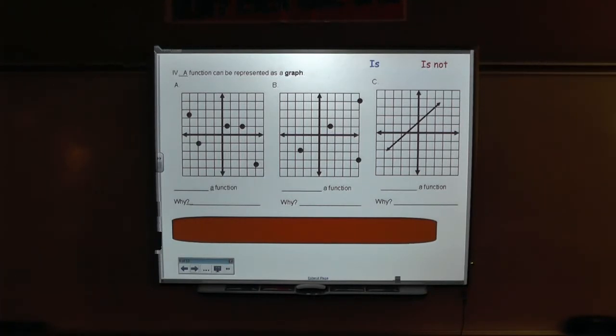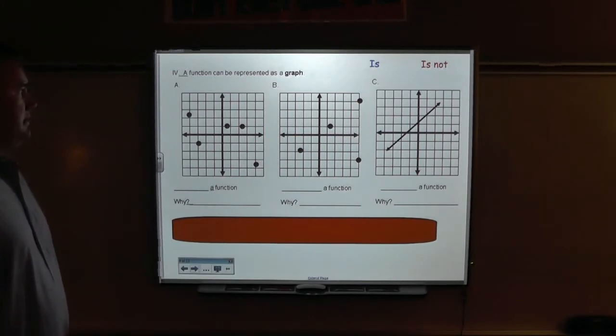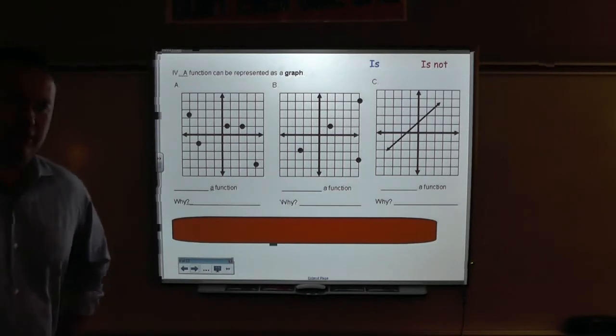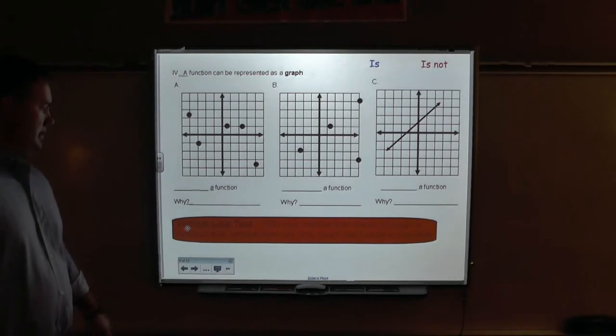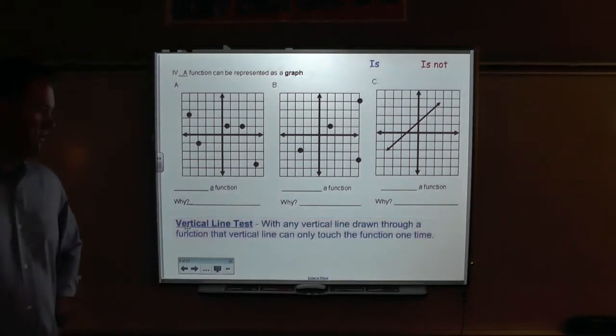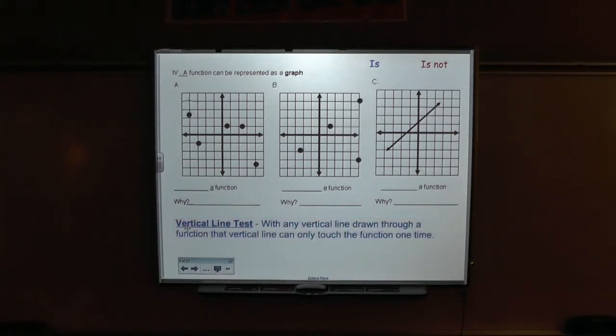Graphing is another way to represent a set of ordered pairs. Now, when we have this, there's a place for you to write this. We have a certain rule that we use for graphs, and it has a special name. Right? And it's this one down here. We have a test that we run, and write this one down. Pause if you need to. Vertical line test. With any vertical line drawn through a function, that vertical line can only touch the function one time.